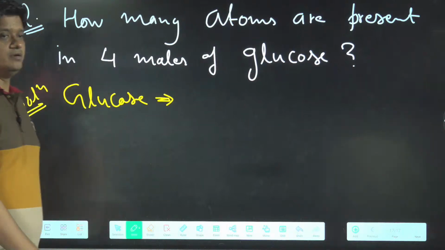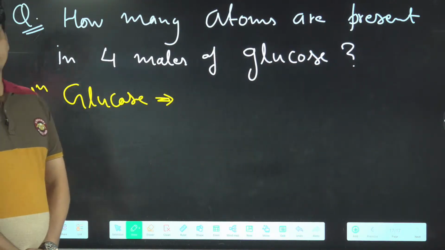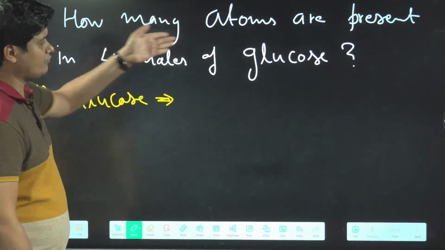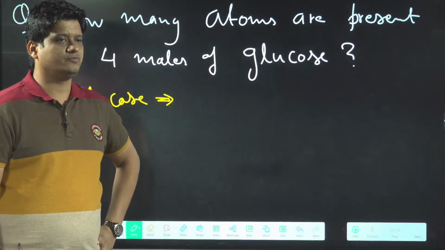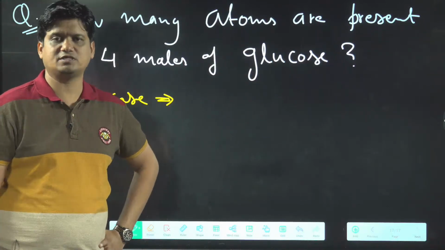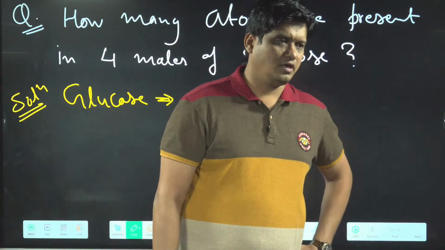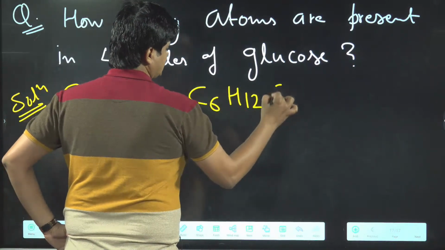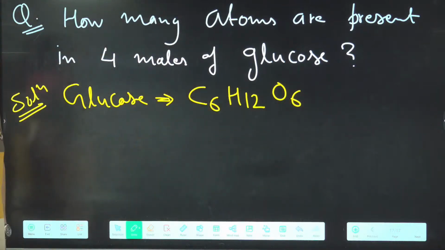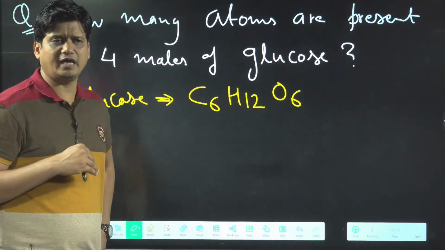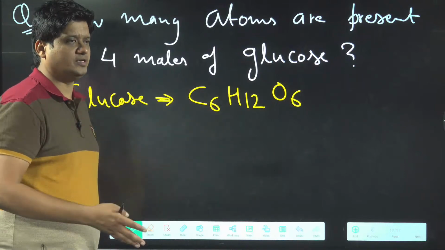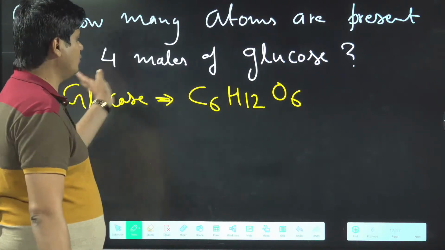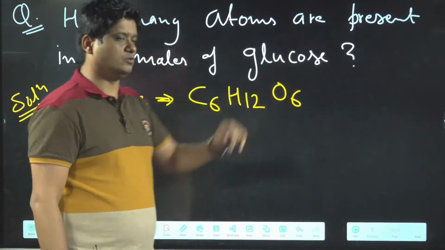So again, we will freshly start with the same question. How many atoms are present in 4 moles of glucose? If we want to solve this problem, firstly we should know the formula of glucose. And you might be knowing the formula of glucose. It is C6H12O6. After knowing the formula, we will choose our path, means our starting and ending point. Starting point is what is given to you. So what is given to you? 4 moles of glucose.